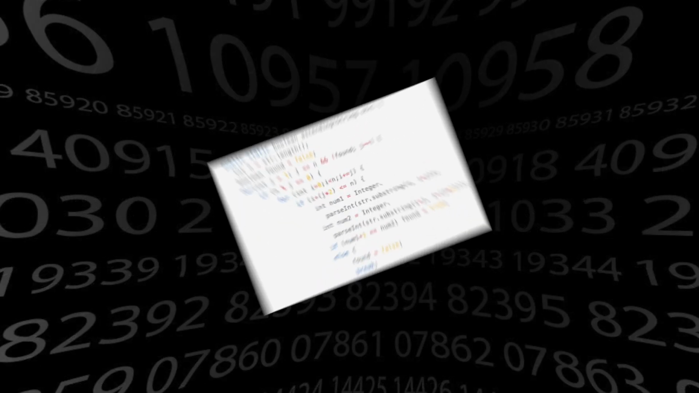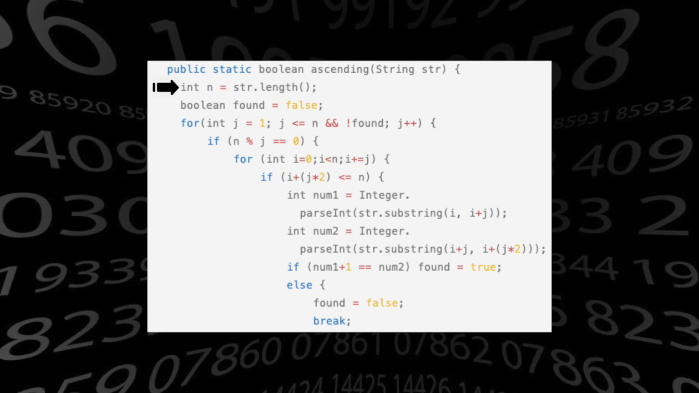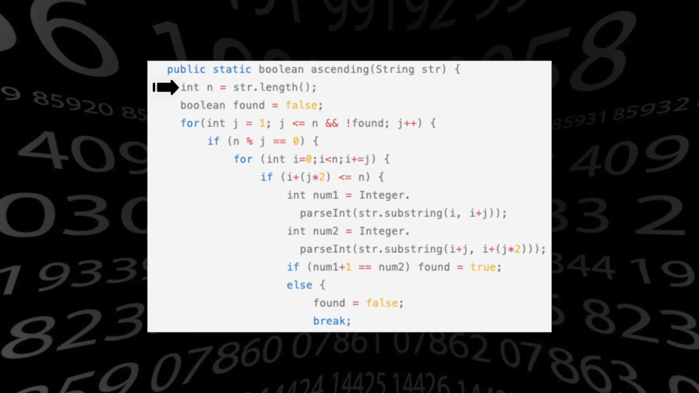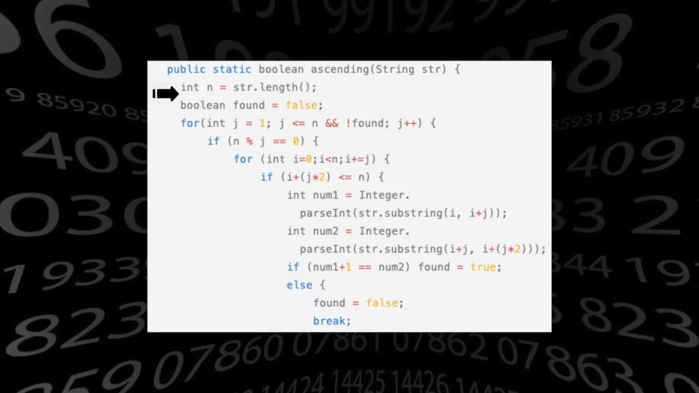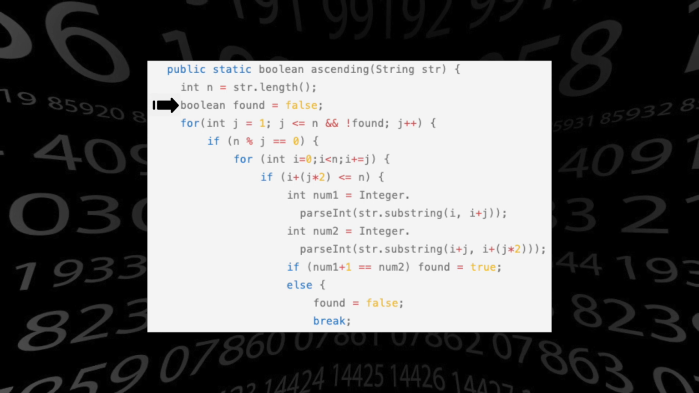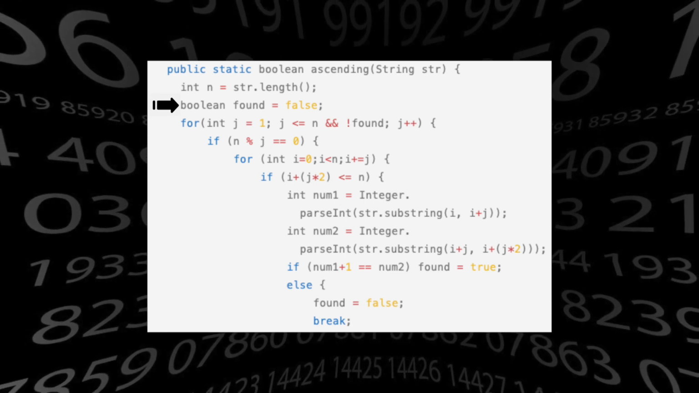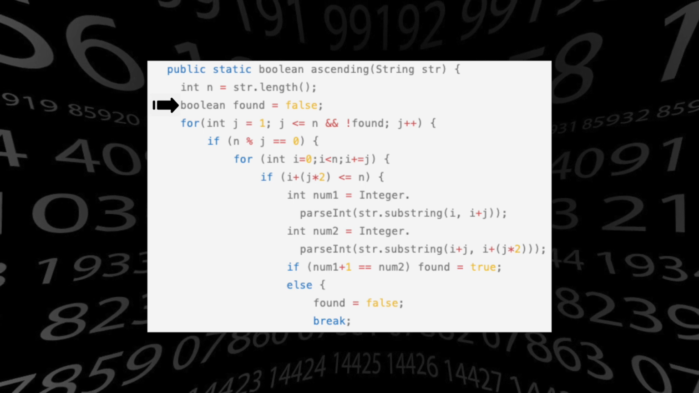Okay, now tell me how you'd solve this problem. First, I store the length of the incoming string in a primitive integer variable, named in. Next, I define a Boolean variable, named found, which will denote when we found an ascending and consecutively numbered substring, and I initialize it to false.